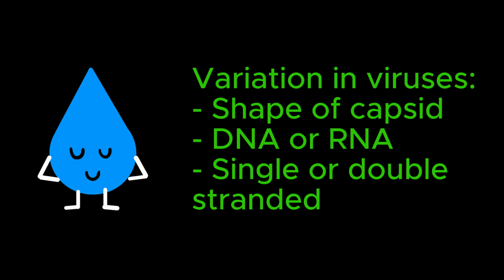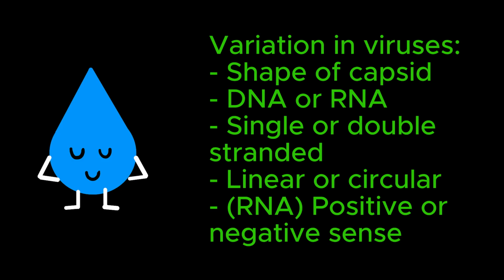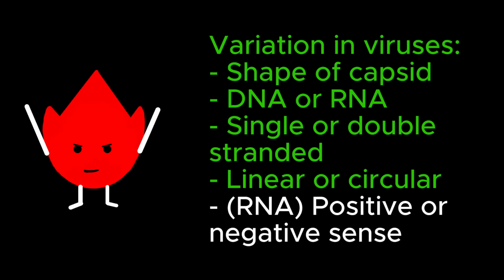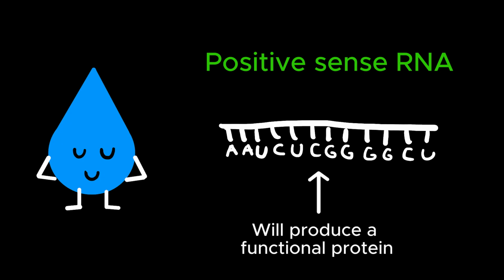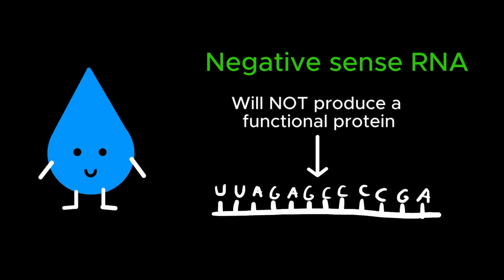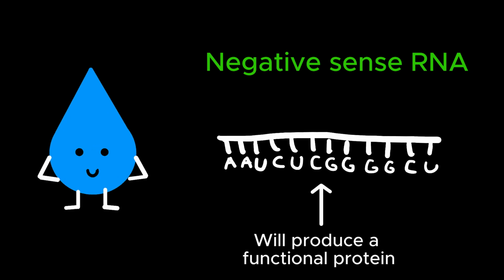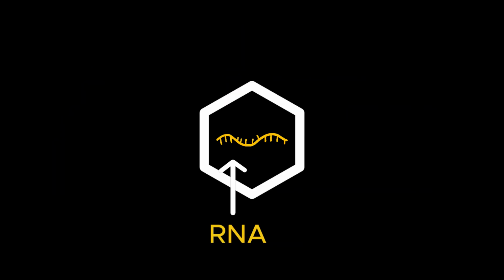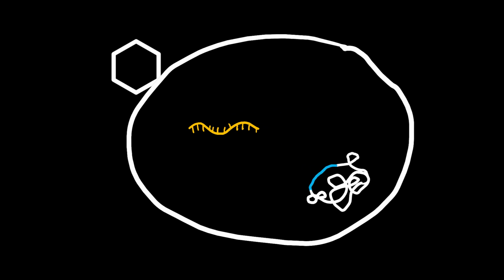Other differences include whether the genetic material is linear or circular, and in the case of RNA viruses, whether the strand is positive sense or negative sense. That makes zero sense to me. Positive sense RNA means the RNA is ready to be translated directly, whilst negative sense RNA means that it must be transcribed first before it can be translated into a functional protein. There are also retroviruses, which carry RNA that is meant to be reverse transcribed into DNA and be integrated into the host cell. An example is HIV.